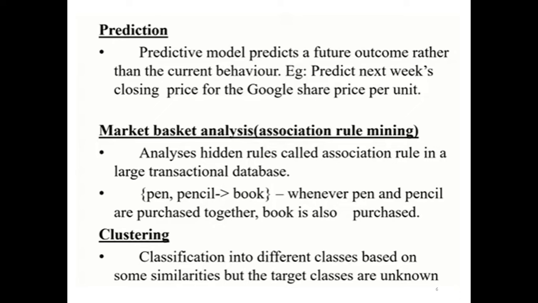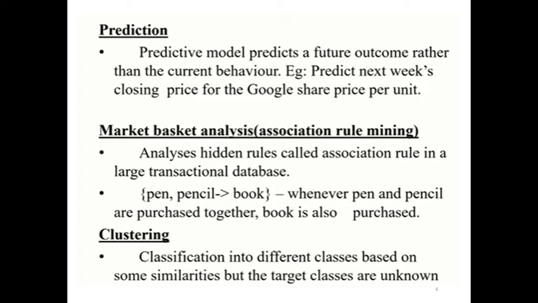A predictive model predicts a future outcome rather than the current behavior. Estimation is basically the current prediction, and prediction is basically the future prediction. For example, predict the next week's closing price for the Google share price per unit. Okay, so this you can understand or predict from the previous results. These two topics, estimation and prediction, will be further studied in the fourth module.